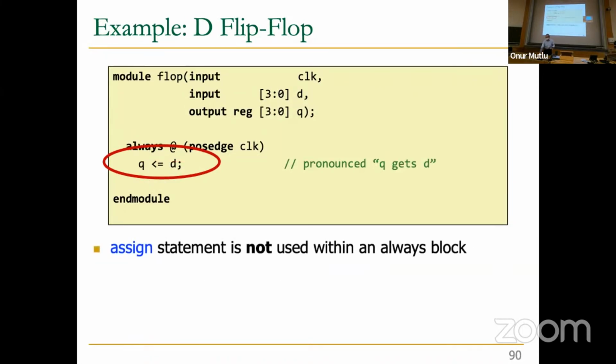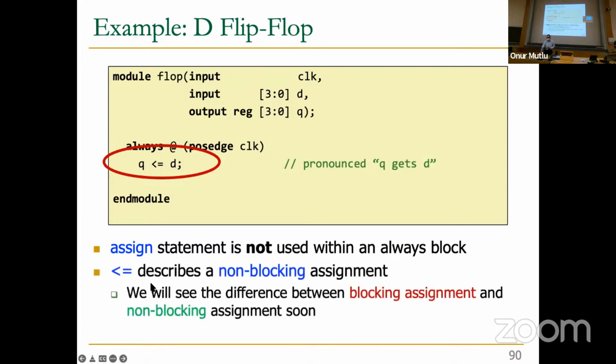What does this mean? So basically, within an always block, we don't use assign statements because these are potentially stateful. We use the special assignment. It's called a non-blocking assignment. Non-blocking assignment means that this doesn't block whatever happens in the next assignment. We'll see a better description of this soon. For now, ignore that. Assume that you have a non-blocking assignment over here.